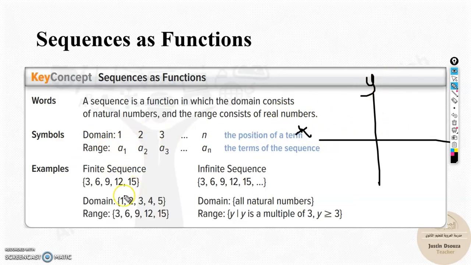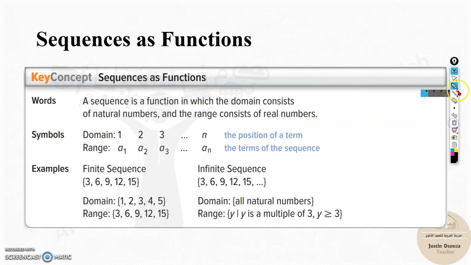The range is the numbers which we have. Say over here, this is a finite sequence, right? The domain over here is 1, 2, 3, 4, 5, whereas the range for 1 is 3, for 2 it's 6, for 3 it's 9, and I'm sure you get the pattern. It goes on like that. So it's very important to know what is the domain and what is the range.